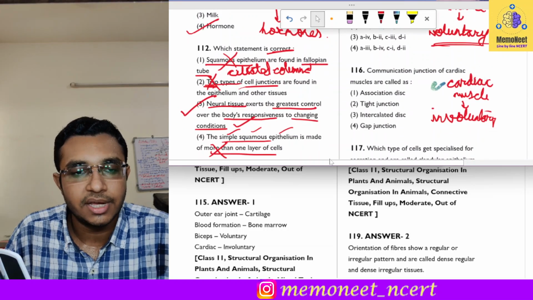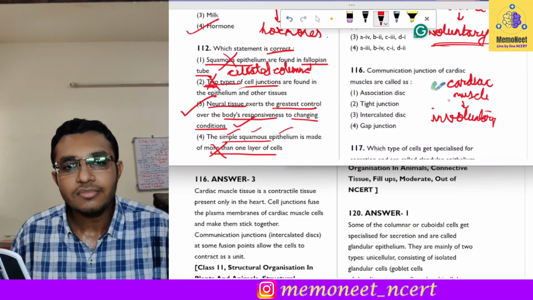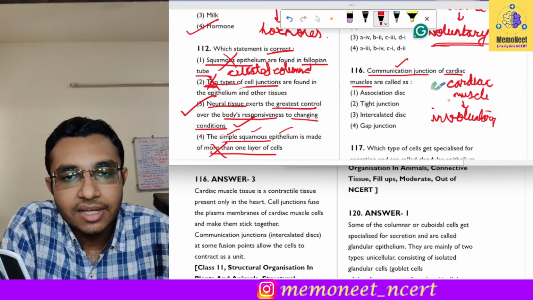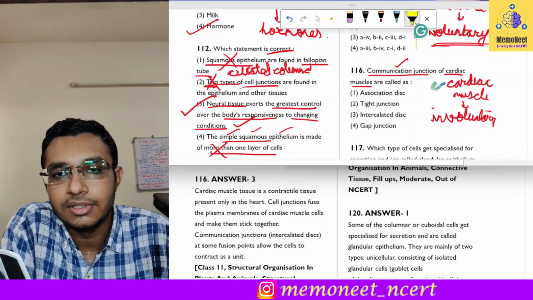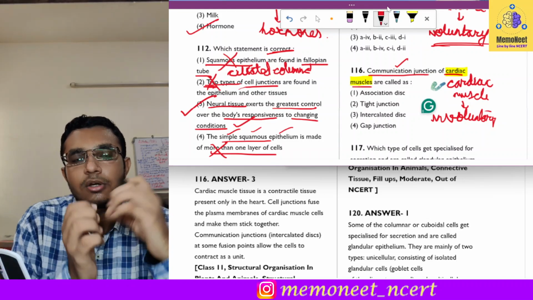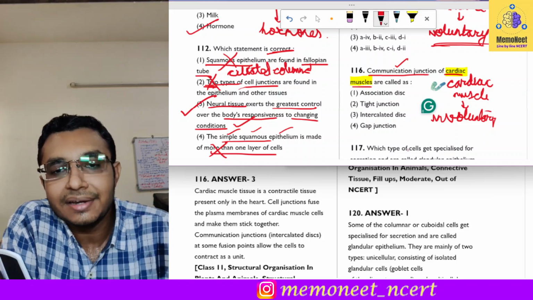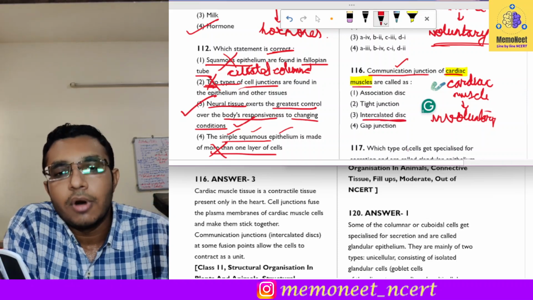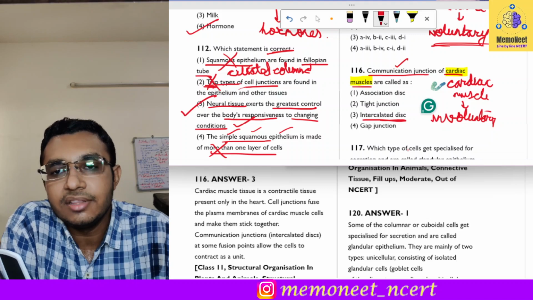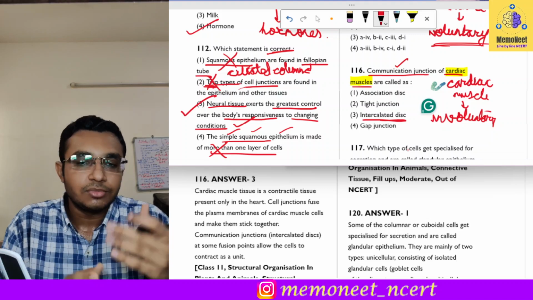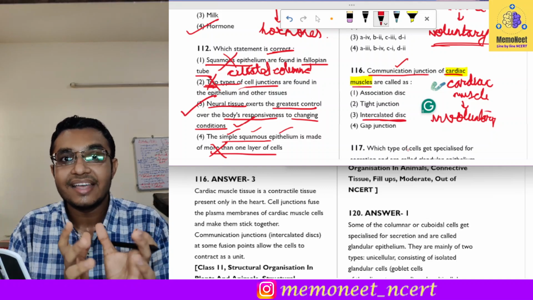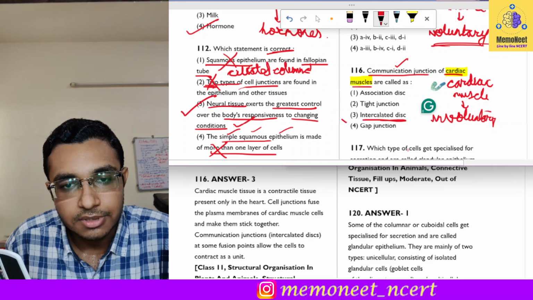Moving on to the next question, that is question number 116. It states that the communication junction of the cardiac muscles is termed as what? Okay, so this question is about cardiac muscles, and the communications which are present between the two cells of cardiac muscles are called the intercalated disc. Okay, so what happens is, the cell membranes found between two cells of the cardiac muscle fuse with each other and form the intercalated disc. This intercalated disc also allows the cardiac muscle to contract as a unit. Okay, so the correct answer of this question is option 3.